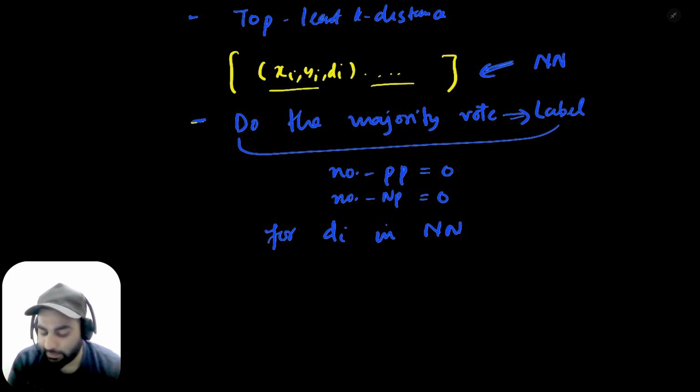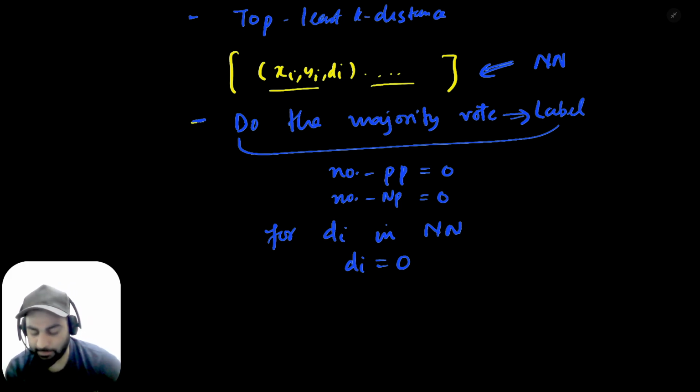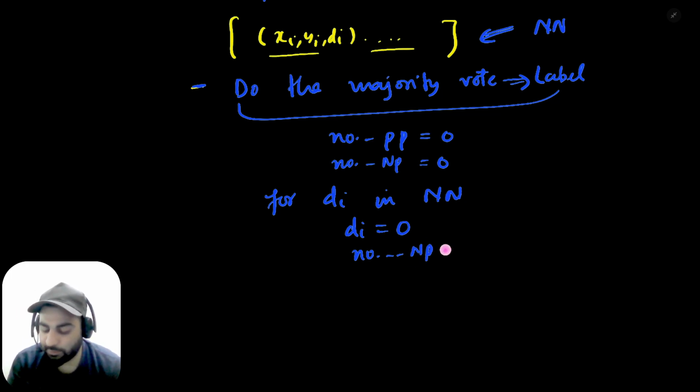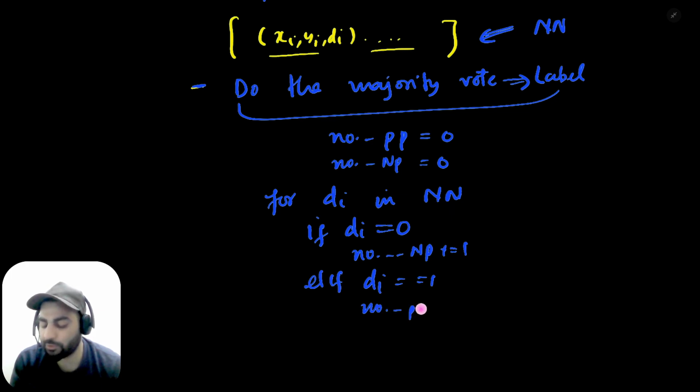So if di is equal to 0, then 0 means no spam. So you will increment the number of negative points np by 1. Else if di is equal to 1, then you will increment the positive points, where positive basically means spam emails, by 1. So this is the majority vote.